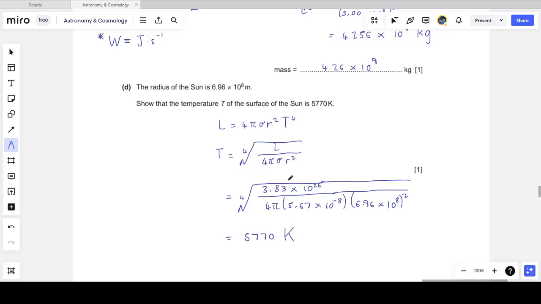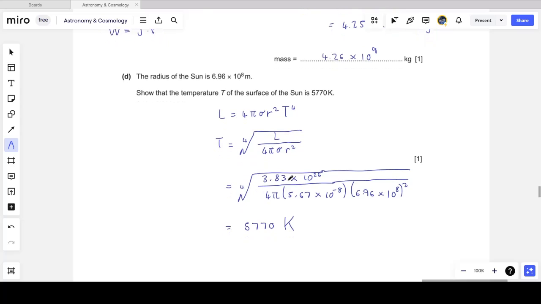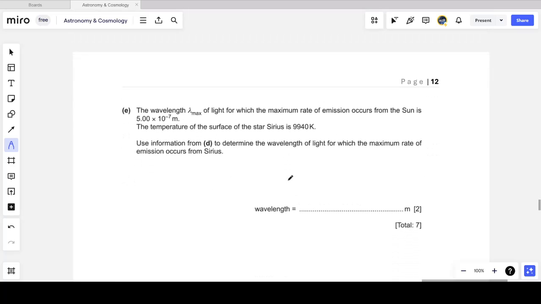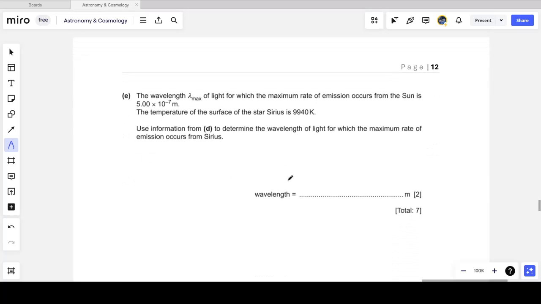So you didn't need every step of the way that I did it, but I'm doing this to ensure that I don't make a mistake in rearranging the equation. And I'm showing the values that I'm using when I'm calculating my value for the temperature. And so you do get 5,770 Kelvin, which is the surface temperature of the sun, which is a 1-mark question, but was a little bit of working.